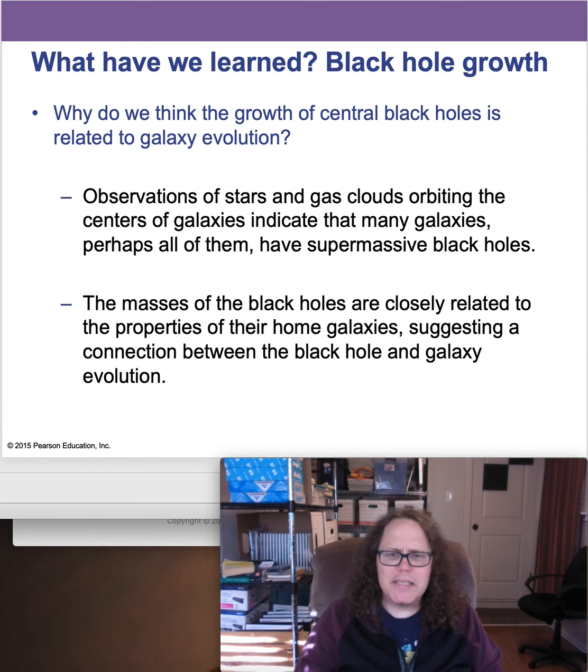The mass of a black hole is correlated to the size of the bulge, the mass of the bulge, and also the tightness of the winding of the spiral arms. And we think that's probably because the bulge is both feeding the black hole gas and pulling gravitationally on the spiral arms.